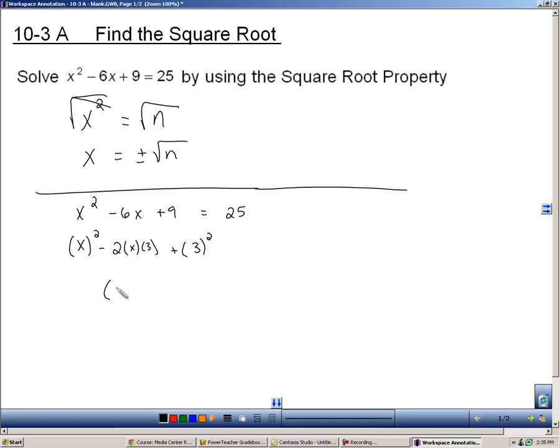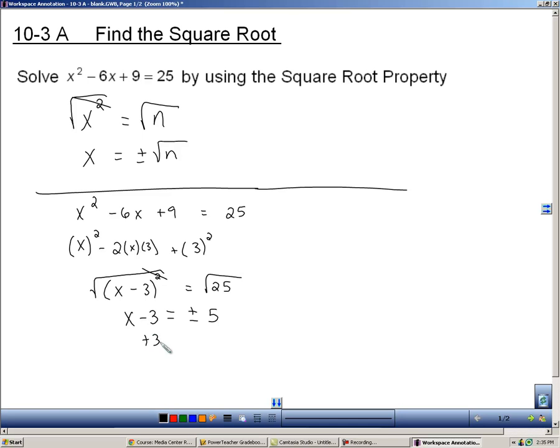So that means that this trinomial factors to be x minus 3 squared equals 25. Now we have a perfect square on this left side. We have a binomial that's squared, and now we can apply the square root property that we reminded you of up here. So we will take the square root of both sides, canceling that off, leaving us with an x minus 3 equals plus or minus, remember the square root of 25 is 5. And then I will finish.